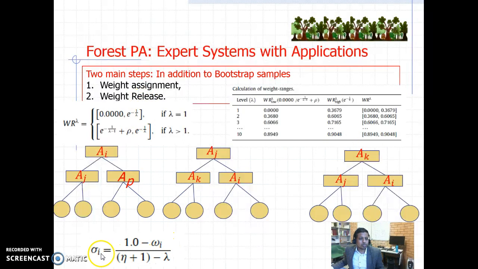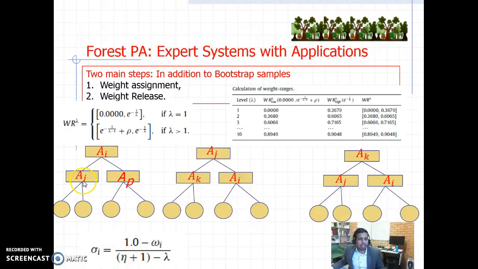And the second step is we have a weight release approach as well. Weight release is sigma I, and this is 1 minus omega I, where omega is the current weight, and eta plus 1 minus lambda. Eta is the total depth of the tree. So what is weight release?